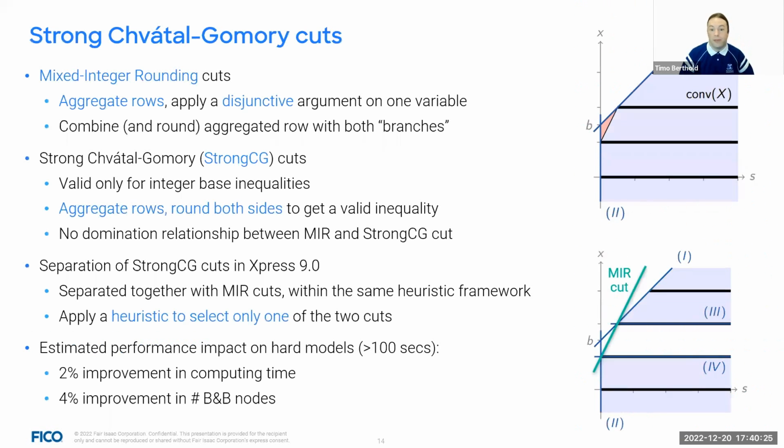So let's start with the big one, cutting. Mixed integer rounding cuts are one of the most important cut families. They have been first described in 1990, and Xpress separates MIR cuts, mixed integer rounding cuts, implementing a heuristic strategy inspired by the seminal paper of Marchand and Wolsey from 2001. So the principal idea of mixed integer rounding is to aggregate rows in a heuristic fashion and then apply a disjunctive argument as it is shown on the right.